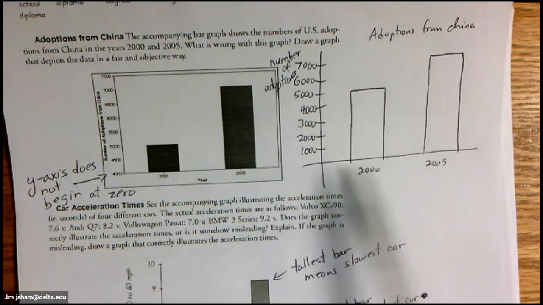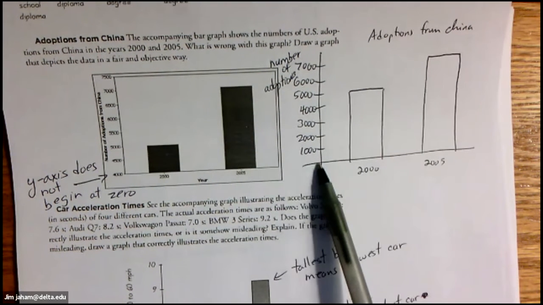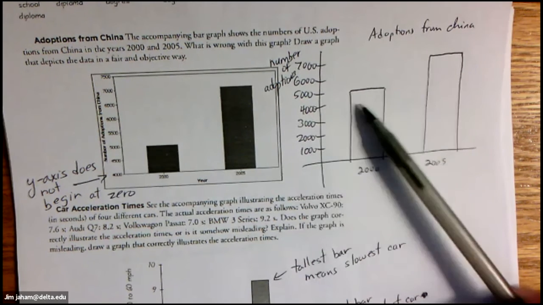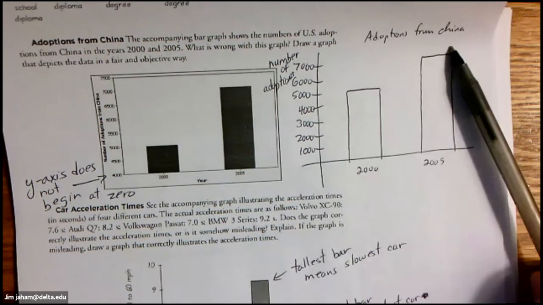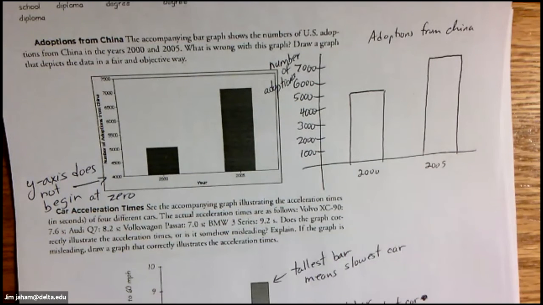And so just to show you that, I drew the same graph, 5,000 here and 7,000 there, but with a new y-axis scale that starts at 0. You can still see that there's a dramatic increase from 2000 to 2005, but it's not as dramatic as this one over here.